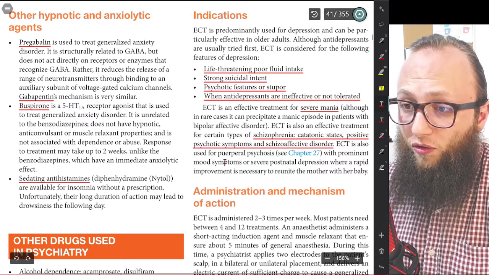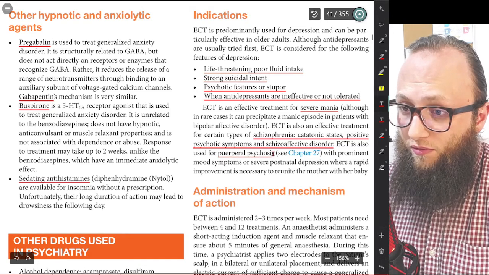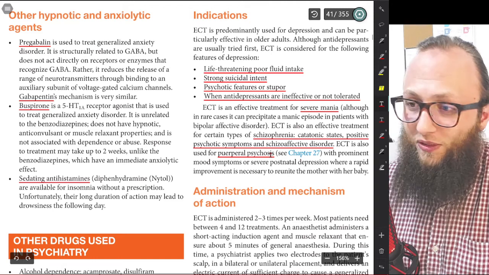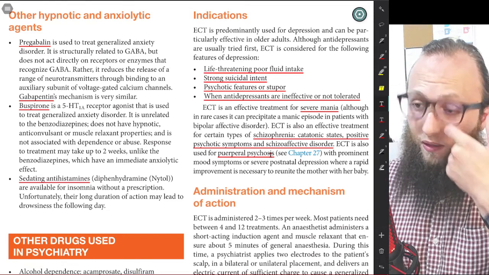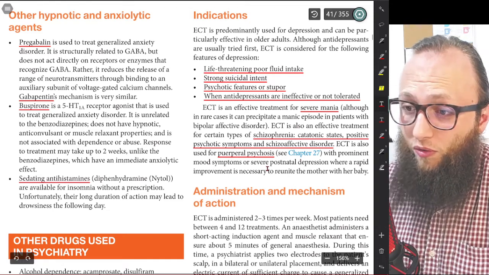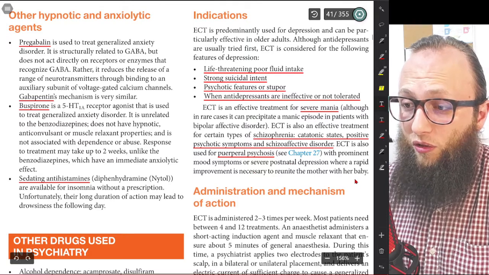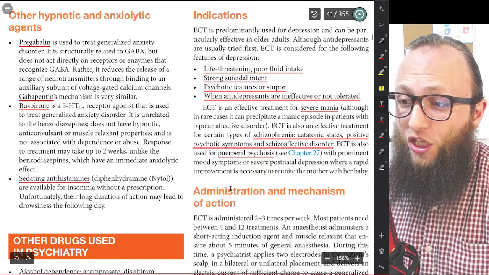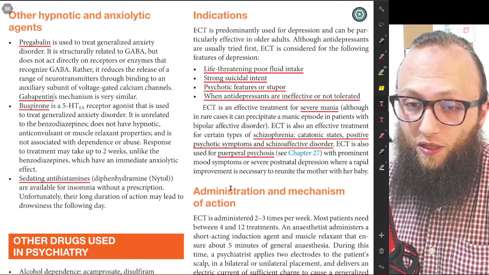ECT is also used for puerperal psychosis. We call it peripartal psychosis. With prominent mood symptoms or severe postnatal depression where a rapid improvement is necessary to reunite the mother with her baby.